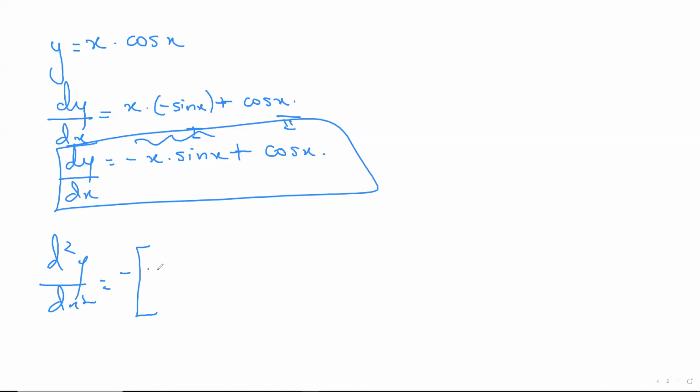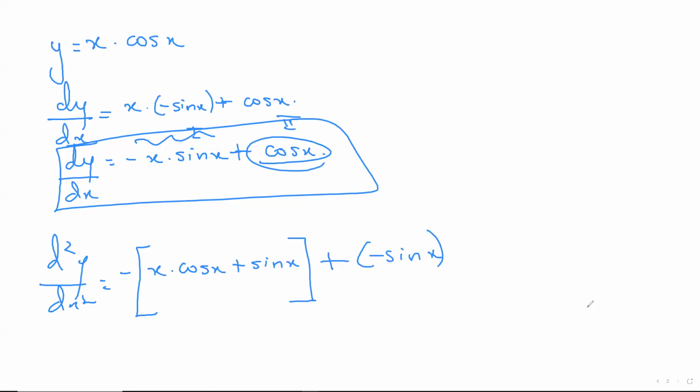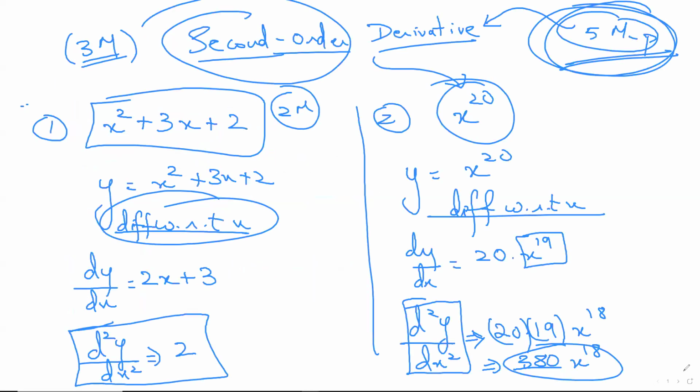Don't forget. First term as it is, differentiation of sin x is cos x, plus second term as it is, differentiation of x is equal to 1. Close bracket, put a plus as it is. Differentiation of cos x is minus sin x. These steps are essential.